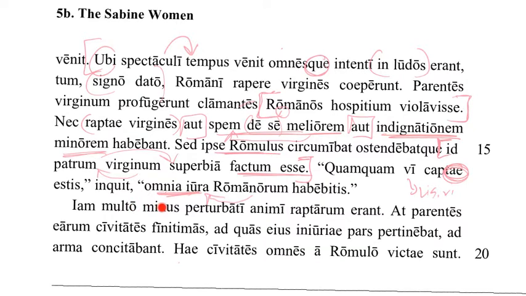Iam multo minus perturbati animi raptarum erant. Okay, iam, boring connector, and now, multo, this is an ablative of degree of difference, by a lot, by a whole bunch. Minus, okay, adverb, perturbati animi. Okay, the subject here is animi, and your verb is two parts, perturbati erant. And then whose minds are we talking about? The minds of the people having been seized. So apparently you just speak nicely to women that you abduct into a strange place and they feel all better. Wow, this is so progressive.